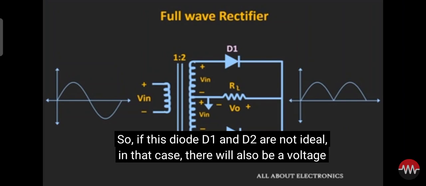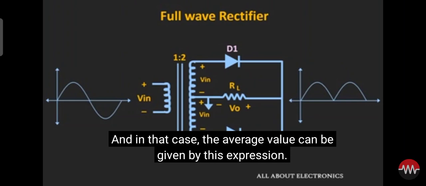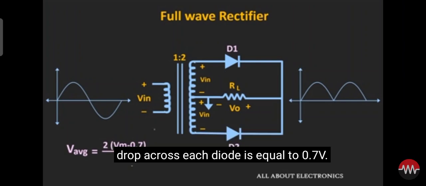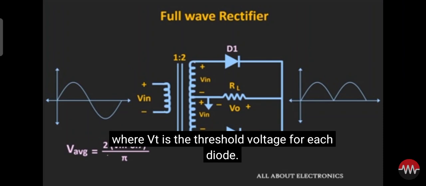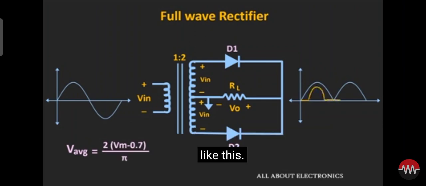If the diodes D1 and D2 are not ideal, in that case there will also be a voltage drop across these two diodes. And in that case, the average value can be given by this expression, that is 2 times (Vm minus 0.7) divided by pi, where we have assumed that the voltage drop across each diode is equal to 0.7 volt. So in general we can say that the average value will be equal to 2 times (Vm minus Vt) divided by pi, where Vt is the threshold voltage for each diode. In this condition, the output waveform will look like this.